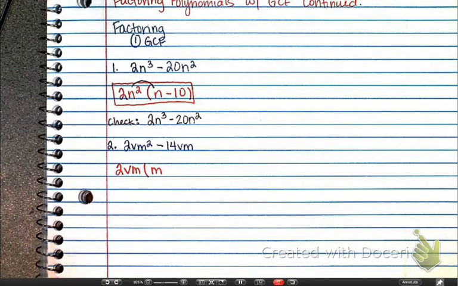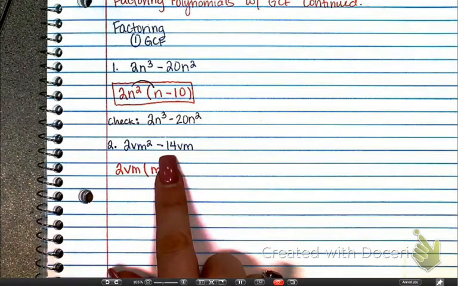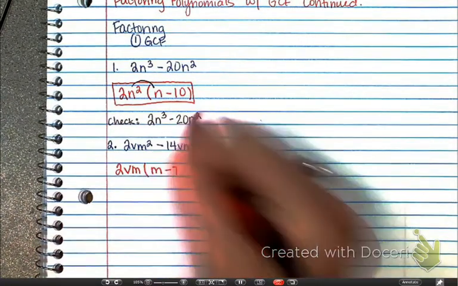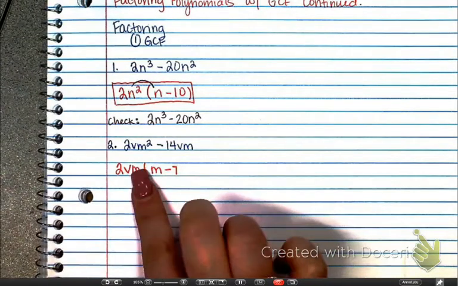I can't hear you, I'm sorry. What do you mean? Like the same process? Yeah. So you're seeing what they have in common, that gets pulled out, and then you have to rewrite what's left over. Okay? So if I took out a 2 here, negative 14 divided by 2 is negative 7. I took out the v, I took out the m.